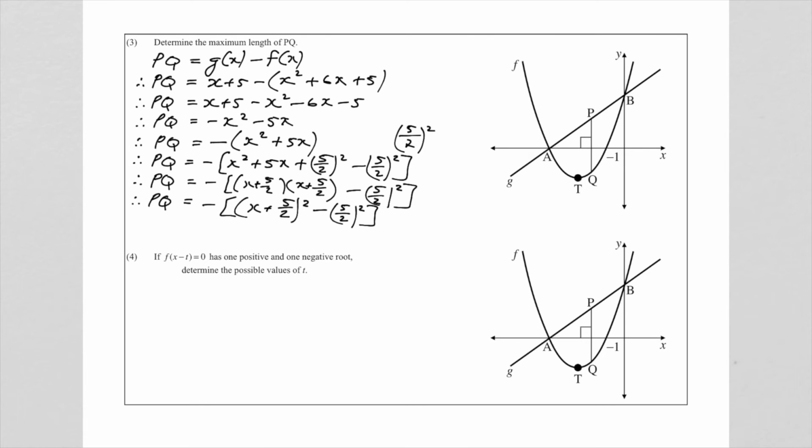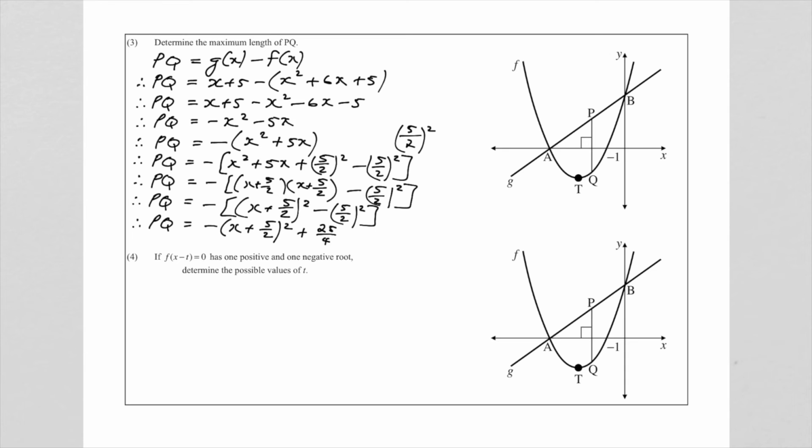Now we're going to remove the outside brackets, and that will give us then negative (x plus 5 over 2) squared. This negative times this negative will give us a positive. So I will get plus, and I'm going to solve that bracket at the same time, and that will be 25 over 4. Now we are ready just for our final answer.